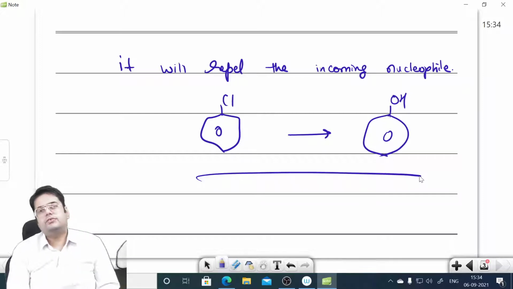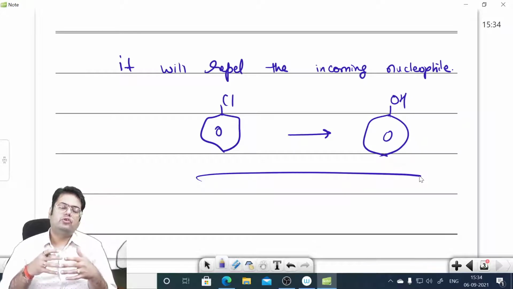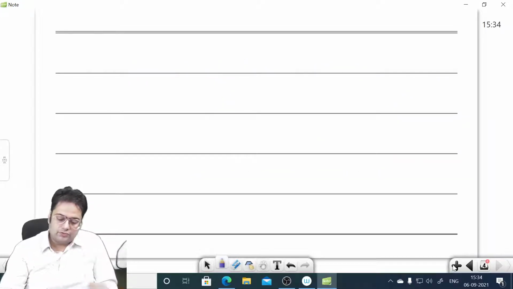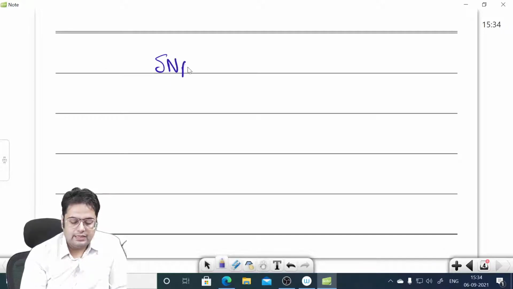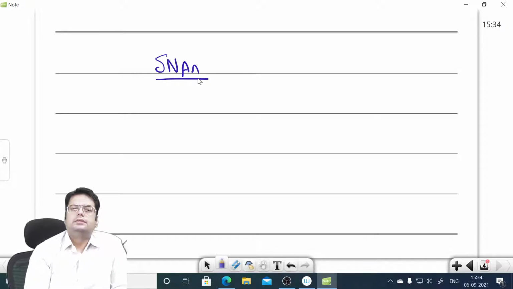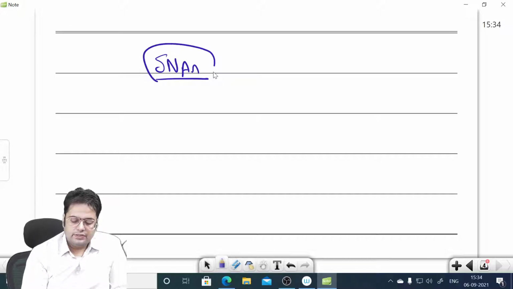So my dear students, actually we are talking about nucleophilic substitution in aromatic compounds. So now let's talk about nucleophilic substitution in aromatic, SNAr. What are the different possibilities and what is actually the mechanism of this reaction? This reaction is called nucleophilic substitution in aromatic compounds. So now let's deep dive into it.